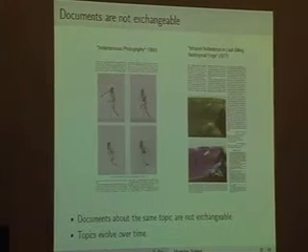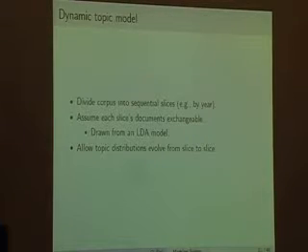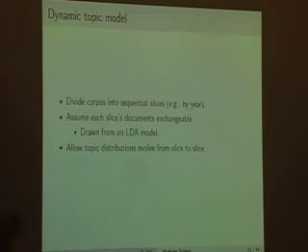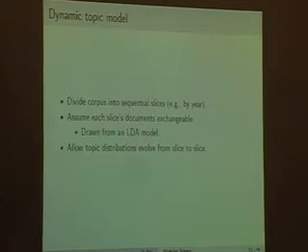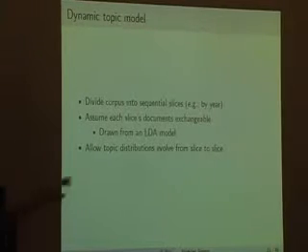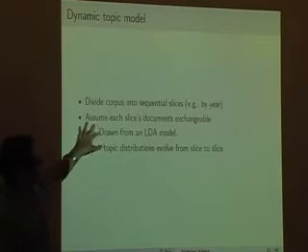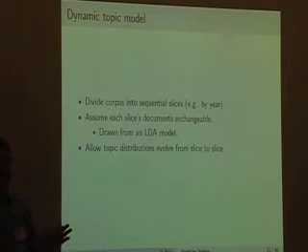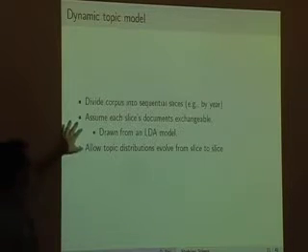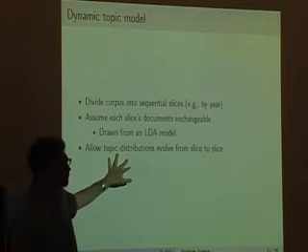Okay, so the idea is pretty simple. We're going to divide the corpus into sequential slices by year. So we're going to say, okay, all the articles in 1890, slice. 1891, slice. 1892, slice, and so on. And we're going to assume that each slice's documents are exchangeable. So I don't care if something was written in September of 1890 versus January of 1890, but I do care if it was written in 1890 versus 1960. And then we're going to allow these topic distributions over words to evolve from slice to slice.